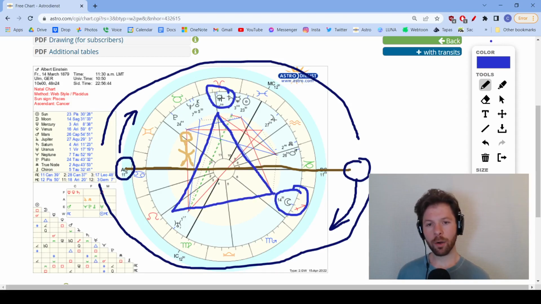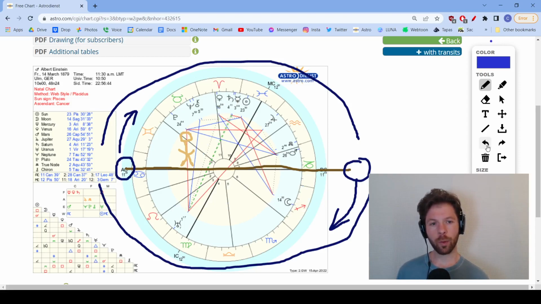So it's a harmonious, easily flowing energetic aspect that says that this moon flows really easily and really well with this Venus, and this Venus flows really easily and really well with this moon. And that's a relationship between 2 different parts of Albert Einstein's consciousness.